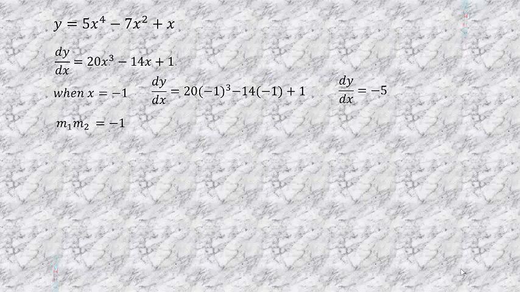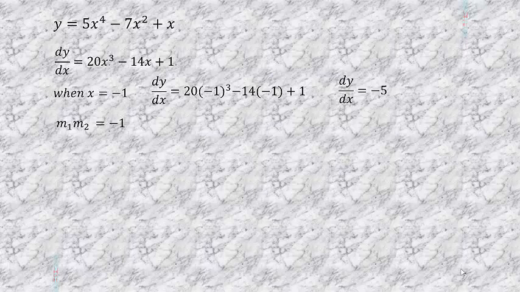Let me say a few things about this. m1 times m2 is equal to -1. You don't need to do long calculation there. When m1 is a/b, m2 is -b/a. Let me repeat myself. When m1 is a/b, m2 is equal to -b/a.